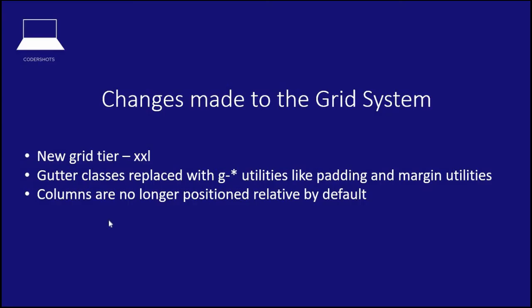Now getting back to the changes in the grid system, we can now have a new tier, XXL, for super large screens, for TV I guess. Gutter classes are now utilities made by the utility APIs. It is a perfect example of utility APIs. Last but not least, columns are no longer position relative by default.